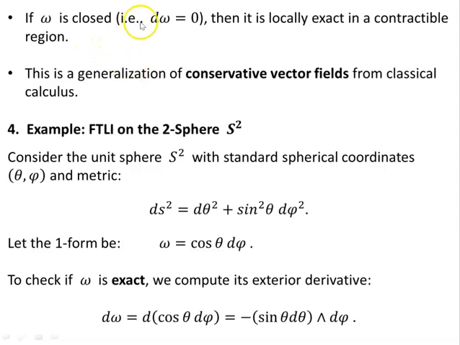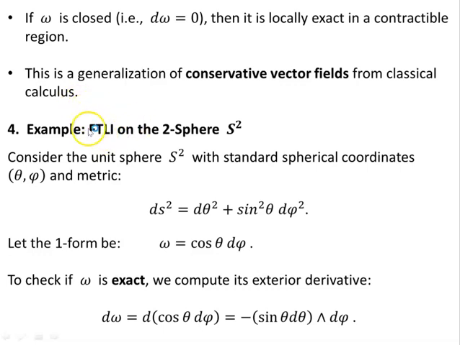If omega is closed, i.e. d omega equals 0, and again, all this was the subject of the last video, then it is locally exact in a contractible region. Again, all of that was covered in the last video. This is a generalization of conservative vector fields from classical calculus, and again, see the last video for that.